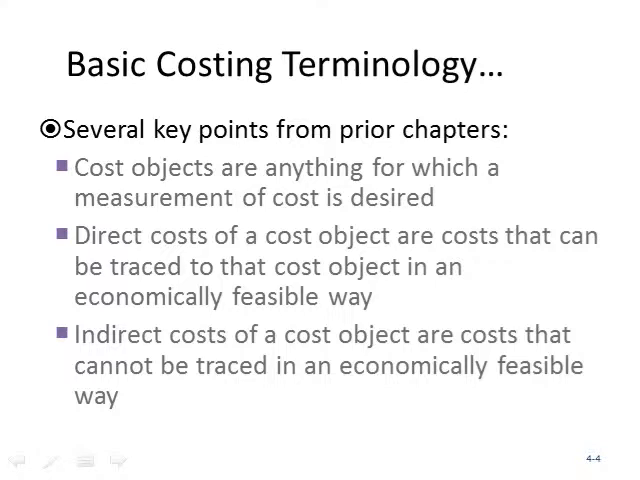So again, we're back with some reminders of some basic costing terminology just to set the tone for what we're going to be talking about. Remember that cost objectives are anything for which a measurement of cost is desired, right? A direct cost of a cost object are costs that are traced to that cost object in an economically feasible way, as compared to an indirect cost of a cost object, which are costs that cannot be traced in an economically feasible way.